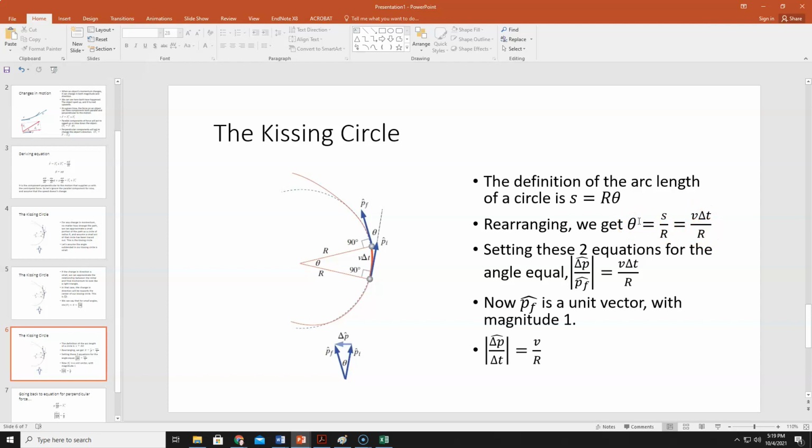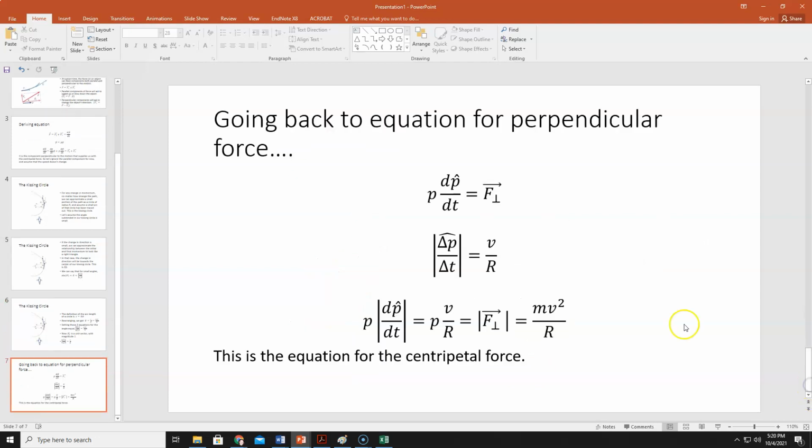So now we have two equations for our angle theta. We have V delta t over R, and we also have the magnitude of delta P hat over P final hat. Now, P final hat is a unit vector, and it has magnitude of 1. So without loss of generality, I could say that the magnitude of delta P hat is equal to V delta t over R. And then with a little simple algebra, I can move my delta t over to the left-hand side, and I can say that delta P hat over delta t is equal to V over R. Okay?